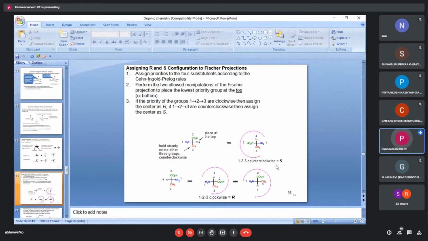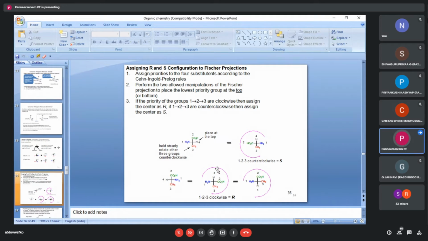Similarly here, we have amine, methyl, acid group. Here amine we know is 1, acid is 2, and methyl is 3. This is also a clockwise direction. So how do we assign the RS configuration? Suppose any organic compound is given. We first write the Fischer projection formula, then the priority of atoms.